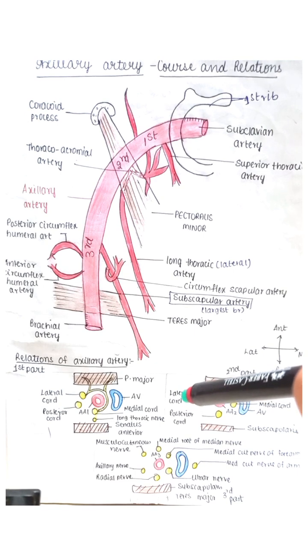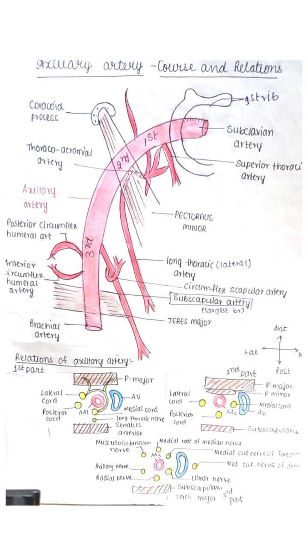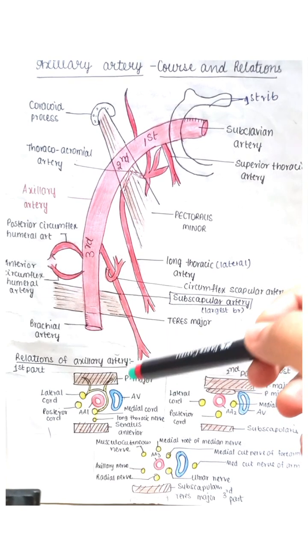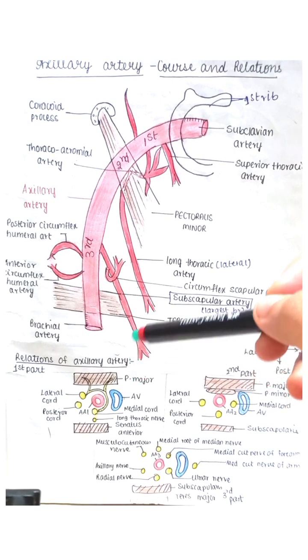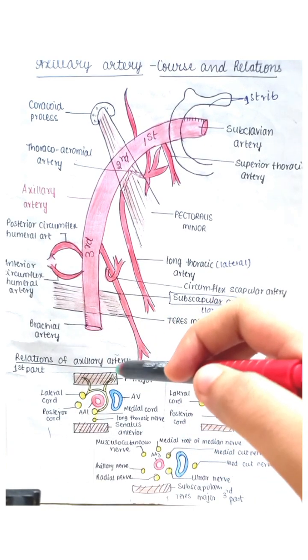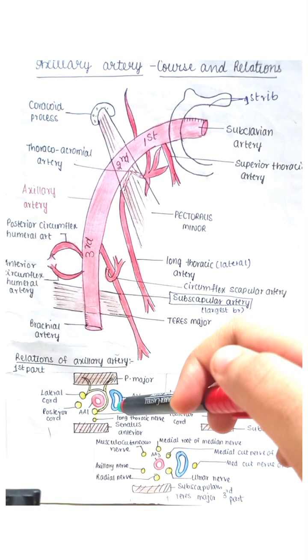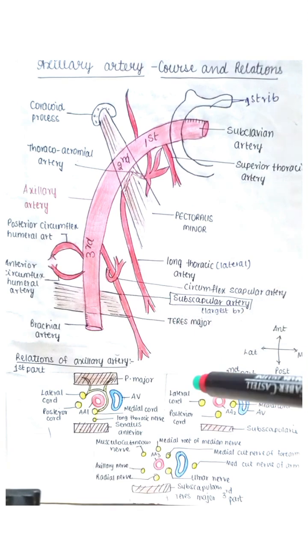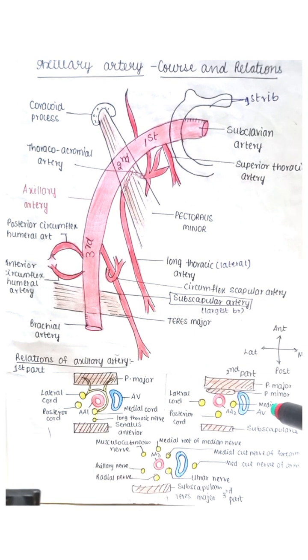For writing the relations, you have to imagine the previous diagram of the boundaries of the axilla. The anterior boundary is formed by pectoralis major and pectoralis minor muscles. Pectoralis major forms the anterior relation for the first part of the axillary artery, whereas pectoralis minor forms the anterior relation for the second part.